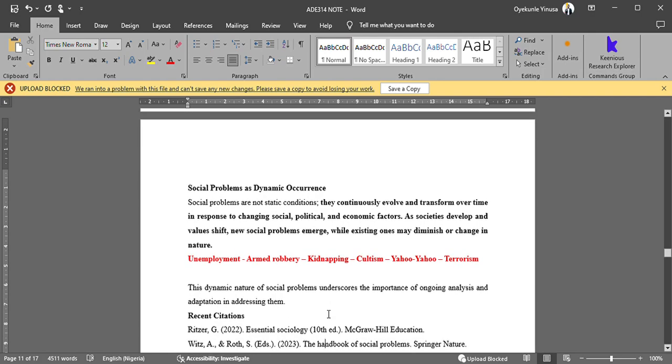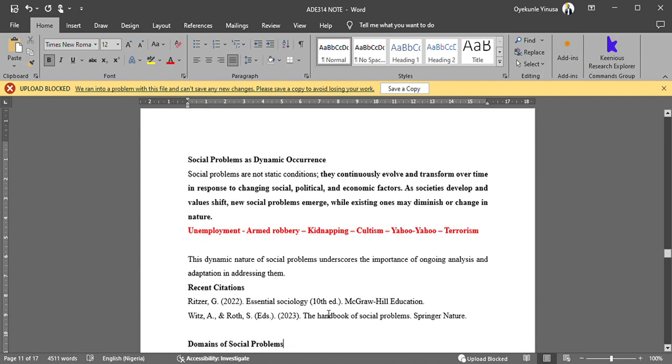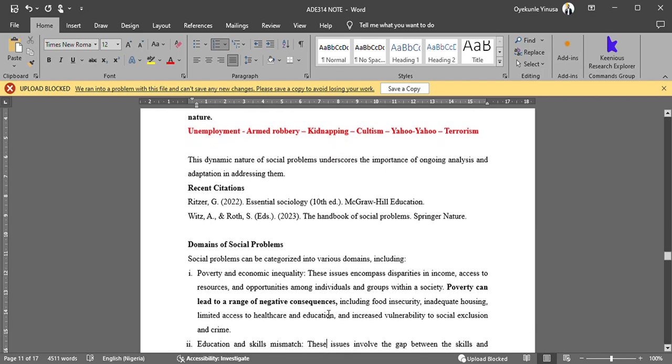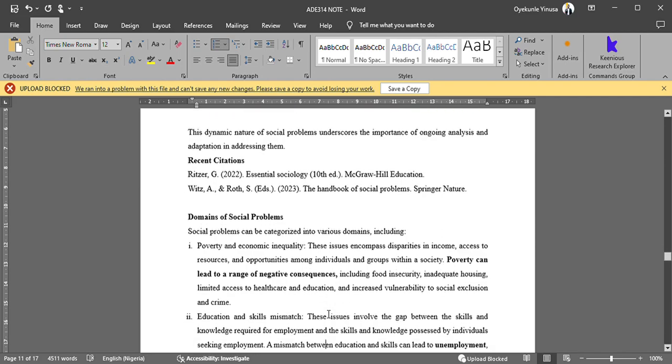So that tells you that social problems are dynamic. This dynamic nature of social problems underscores the importance of ongoing analysis and adaptation in addressing them. As social problems evolve, as we continue to experience new ones, we just have to continue to look for innovative ways of addressing these problems. So what are the domains of social problems?